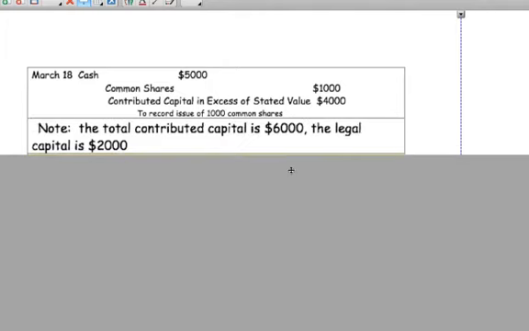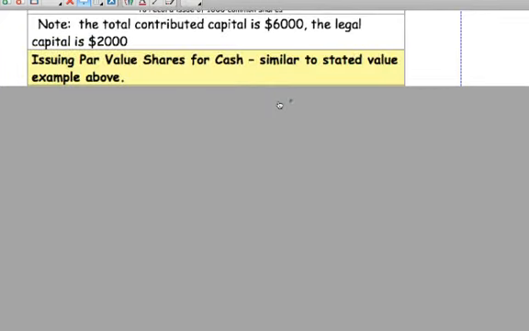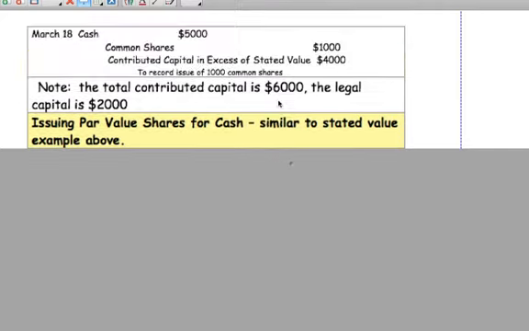Note to yourself, the contributed capital is $6,000. The legal capital is $2,000. And that's if you add the two journal entries we just did together. The common shares in the first one was 1,000 and the second one was 1,000. So that's how we get the legal capital of 2,000. And so far the total contributed capital is the 5,000 plus the 1,000 in the first one. Okay, just a note for yourself. Issuing par value shares for cash is similar to the stated value example. So I'm not going to go through them again. The only difference is that where it says stated value, it changes to contributed capital in excess of par value. Otherwise it is exactly the same.